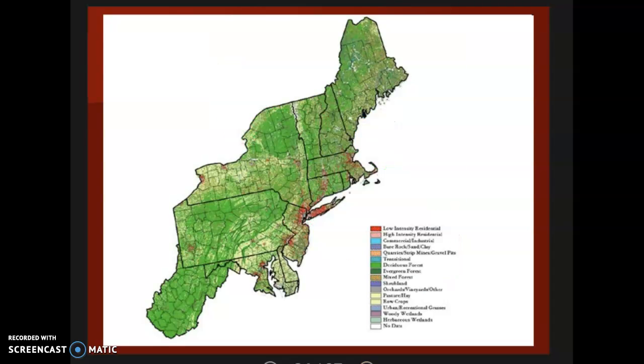Here's a land use land cover map of New York State and the surrounding states. What jumps out at you is there's a lot of green, right? There's a lot of forested areas, but then you've got plenty of red and pink representing the urban spaces, and you can very clearly pick out cities like Buffalo and Rochester and Syracuse and Albany, New York City. Long Island is one big low-intensity residential, except for out here. Boston, right? You can pick them out pretty easily.